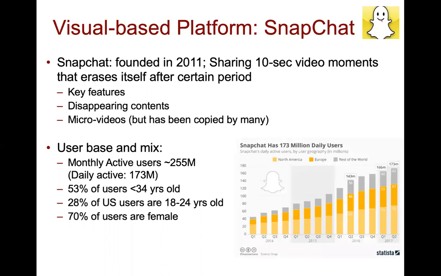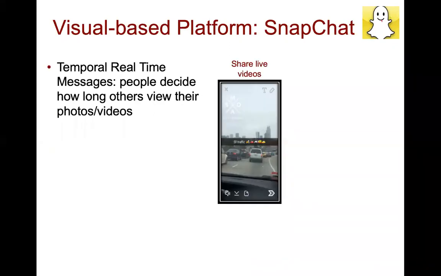If you look at the demographics, you can see that monthly active users in Snapchat were about 255 million, and 53%, so more than half of them, were less than 34 years old. And 28% of users in the US are younger than 24 years old. This also holds for TikTok, with very, very similar statistics.